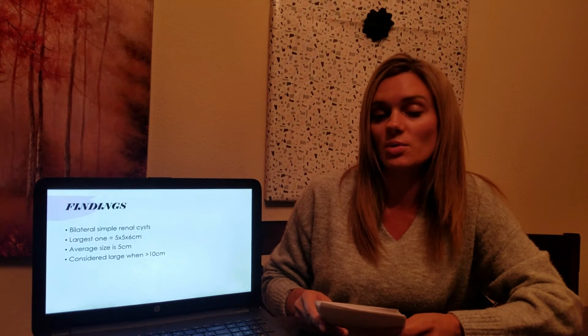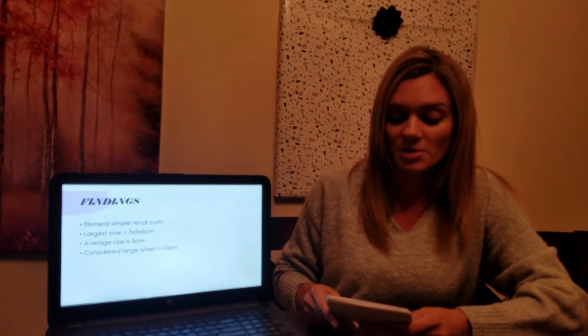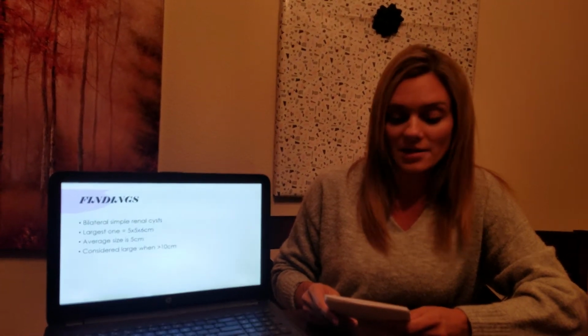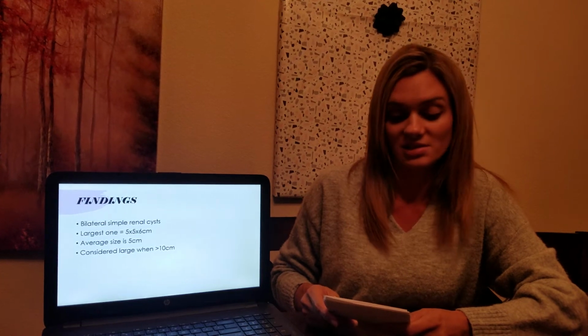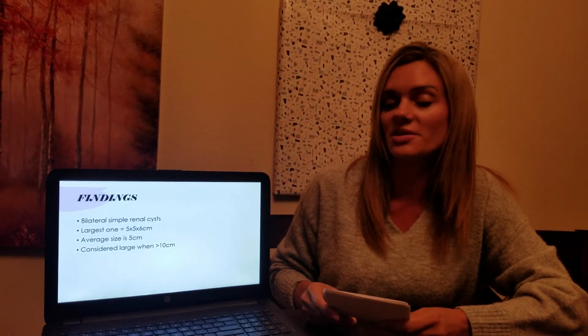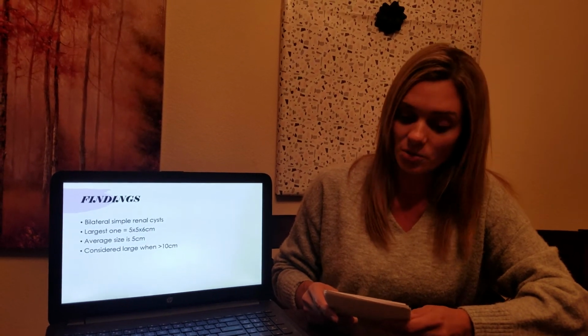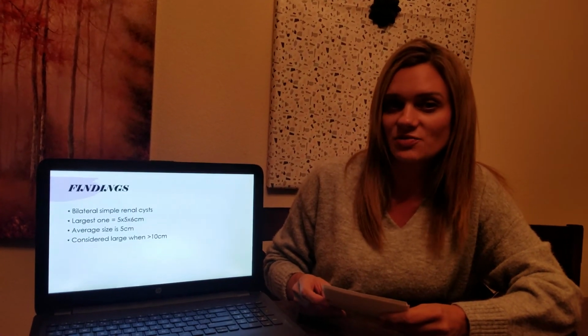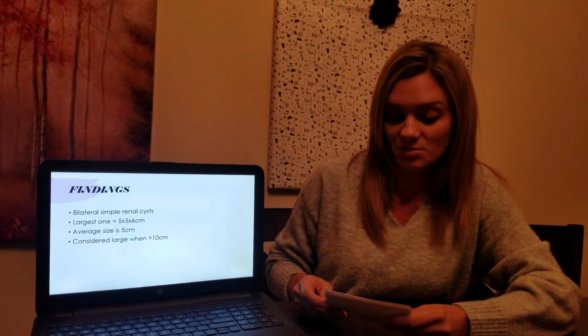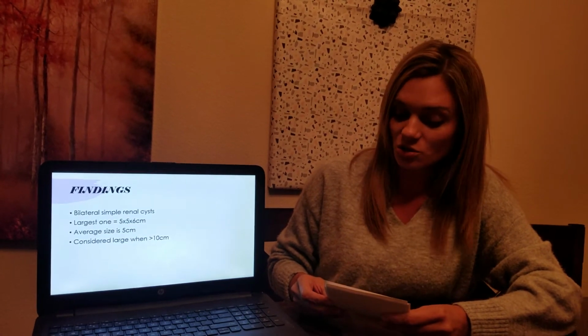The findings the radiologists found after reading Bob's scans were simple bilateral renal cysts, with the largest one being 5 by 5 by 6 centimeters with no solid renal mass. The average size for a simple renal cyst is 5 centimeters. Renal cysts are considered large when they are over 10 centimeters.